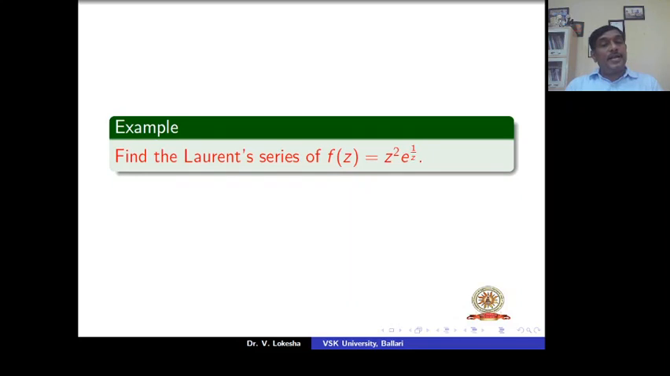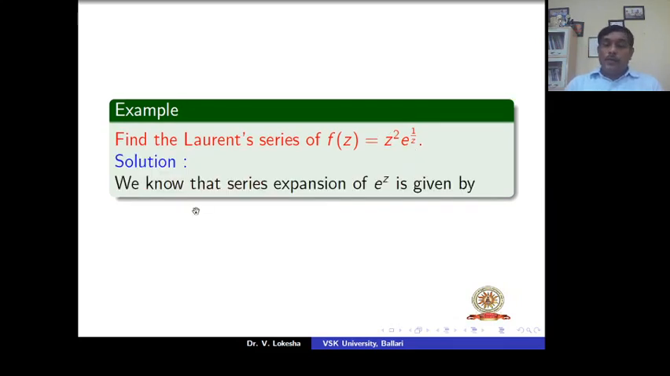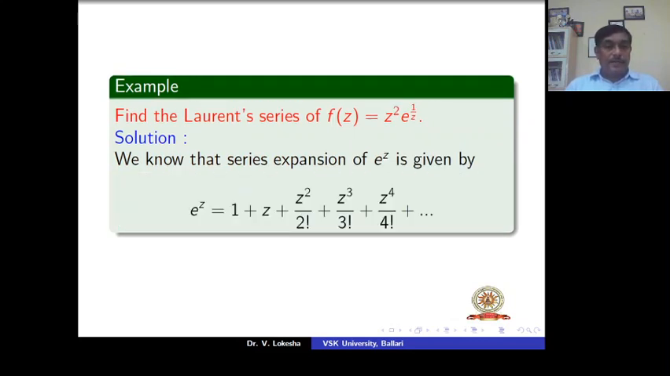One more example, related to an algebraic function times an exponential function, that is f of z is equal to z square into e power 1 by z. We know that the series expansion of the exponential function e power z can be expressed as e power z is equal to 1 plus z plus z square divided by 2 factorial plus z cube by 3 factorial plus z power 4 by 4 factorial plus etc.